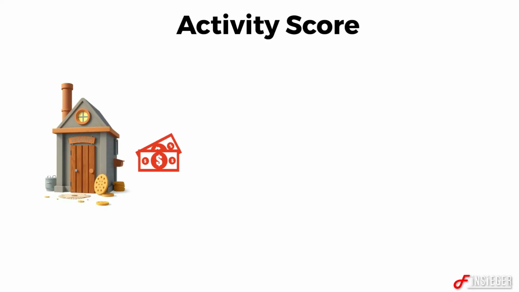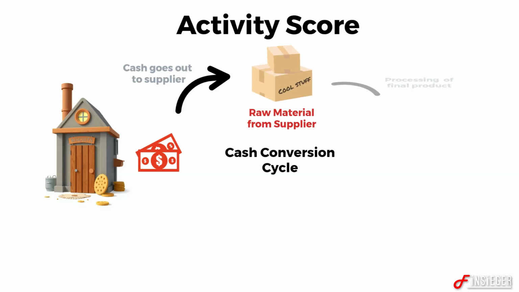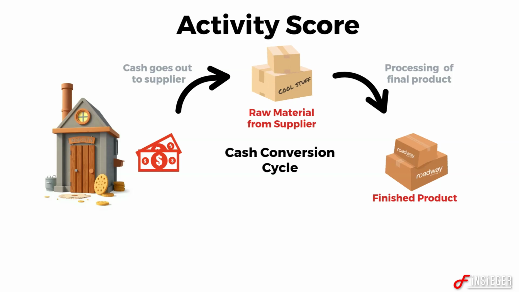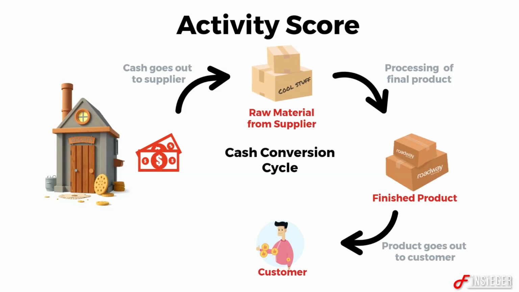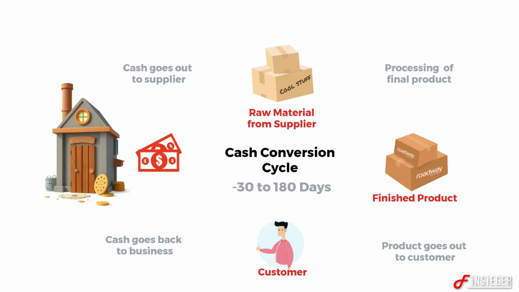For activity score, let's look at the cash conversion cycle, which explains a lot about cash and product management simultaneously. In cash cycle, cash goes out to the supplier, who provides raw material to the company. Raw materials are processed to the final product, which sits on the company's inventory. The product is then passed on to the customer on credit or on an instant cash basis, which is then received back to the company. Ideal time to complete this cycle is -30 to 180 days. You will get to know about this in a moment.